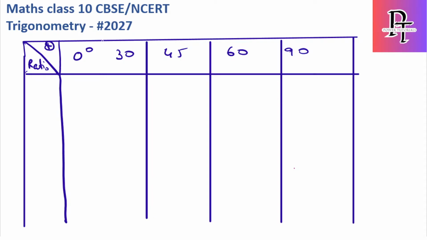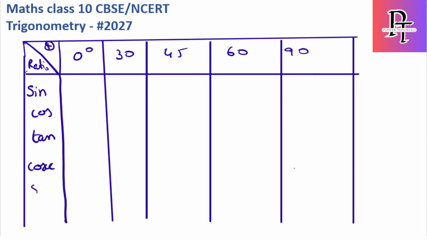So here also I will tell a trick how to remember all these values, because you don't need to learn all 6 by heart. If you remember sine, that will be sufficient to write all values. Sine 0 is 0, sine 30 is 1 by 2. Let me change the color so that it will be interesting to remember. Let's write sine, cos, tan, cosecant, secant and cot.